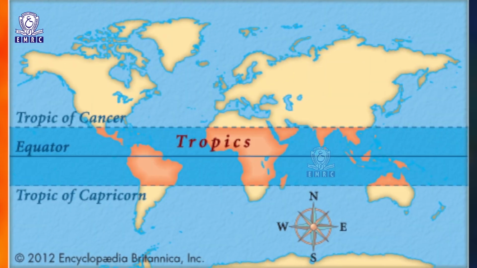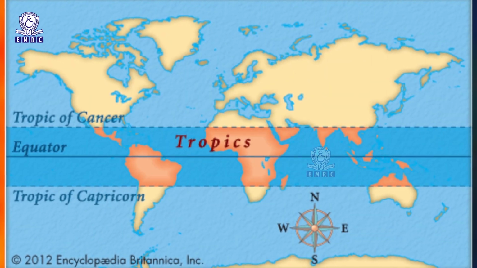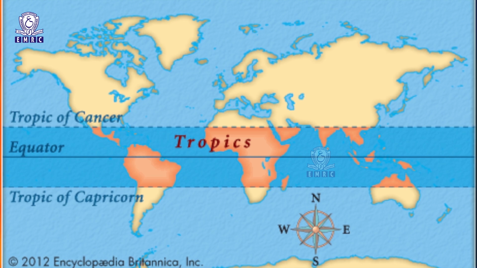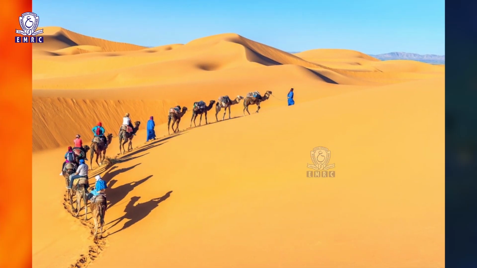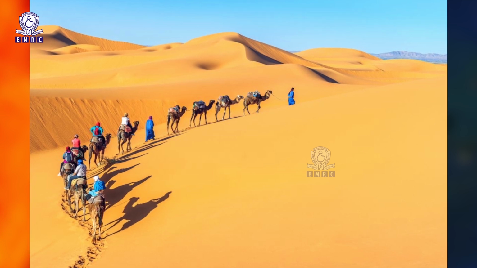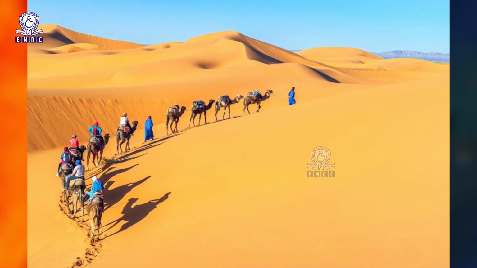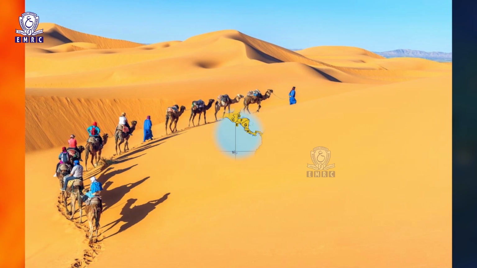It is the only continent through which the equator, Tropic of Cancer and Tropic of Capricorn pass. The world's largest hot desert, the Sahara, and the world's longest river are located in the African continent.